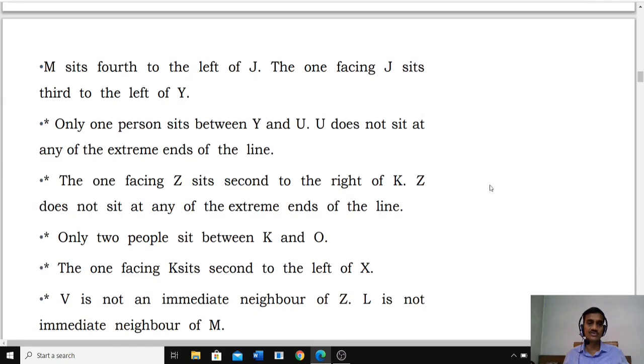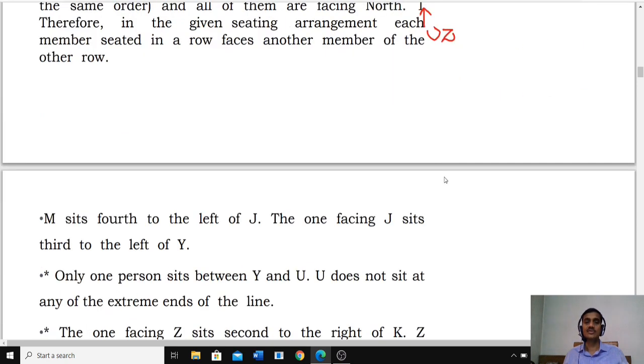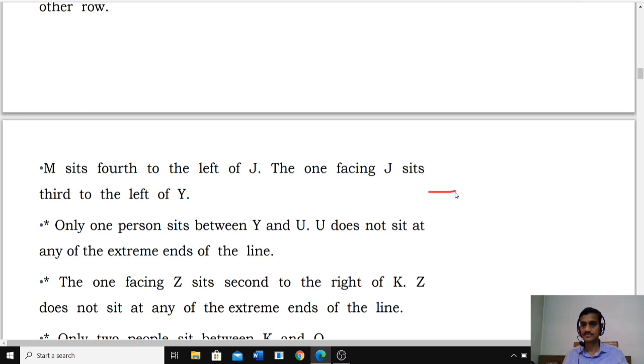Then 71 to 75 are based on a parallel row arrangement. 12 people are seated in 2 parallel rows, 1, 2, 3, 4, 5, 6 and another row 1, 2, 3, 4, 5, 6. In row 1, persons are facing south, and they are J, K, L, M, N, O. In row 2, the persons are facing north, and U, V, W, X, Y, Z are the 6 persons we have. Then coming down to this, 3, 4, 5 and 6.